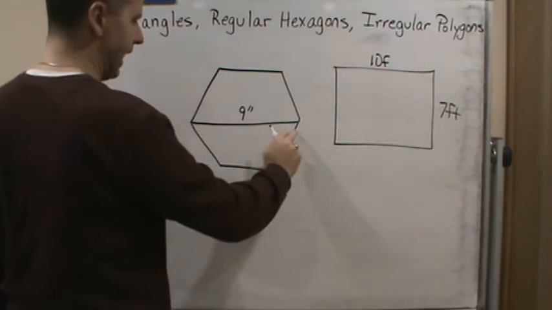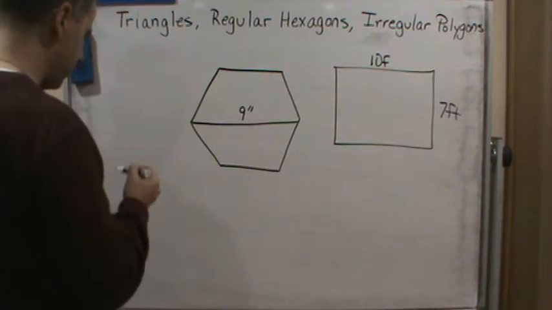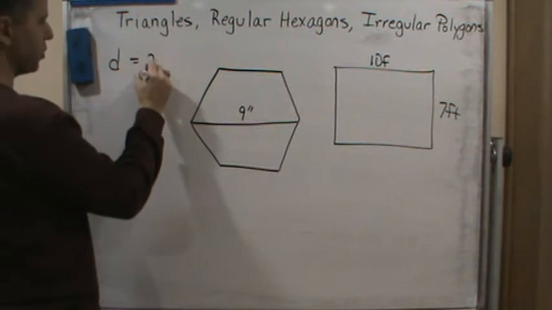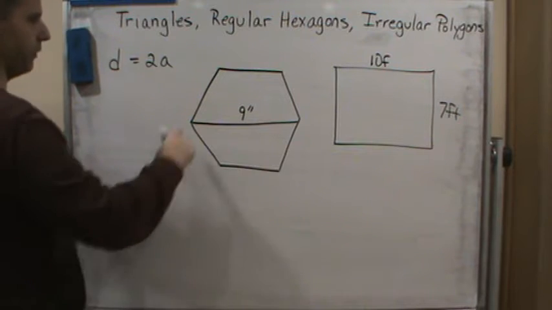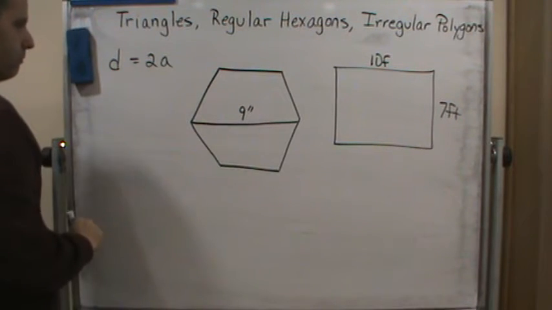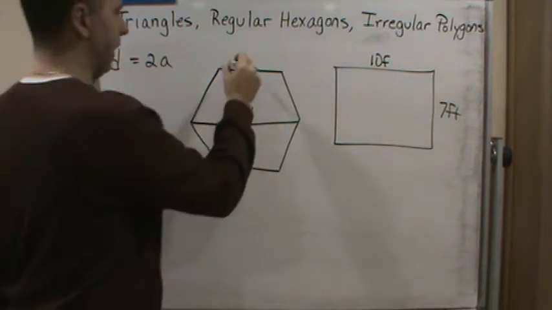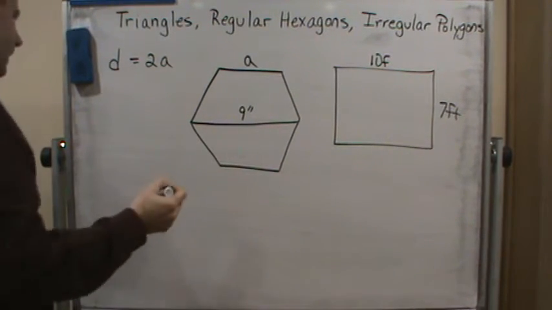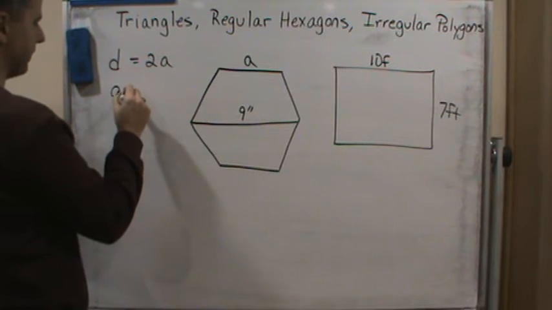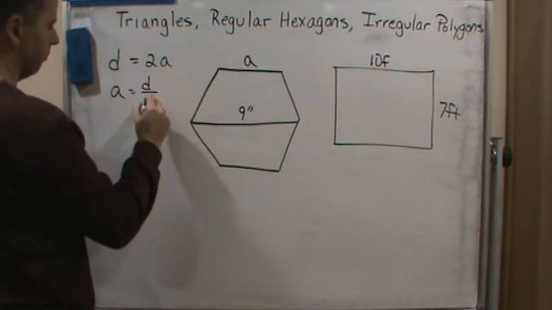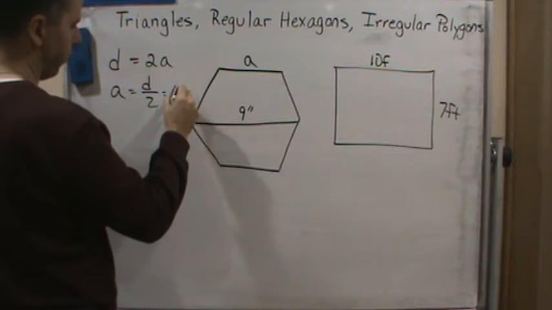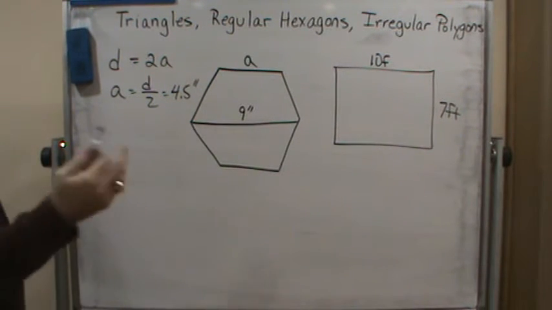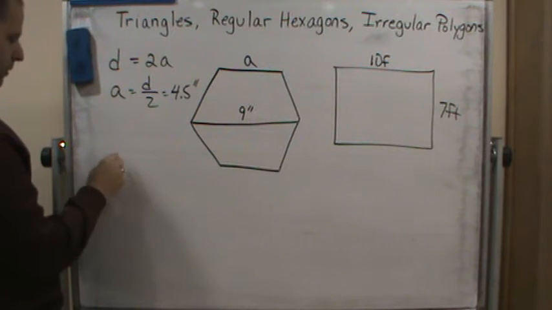Okay? Now, we're given the diagonal here. Well, we know that the length of the diagonal is twice the length of one of the sides. Okay? So we need A, right? In order to get the area of the tile, we need A. So let's get A. So A is half the diagonal, which is going to be what? 4.5 inches. All right, now we've got that.